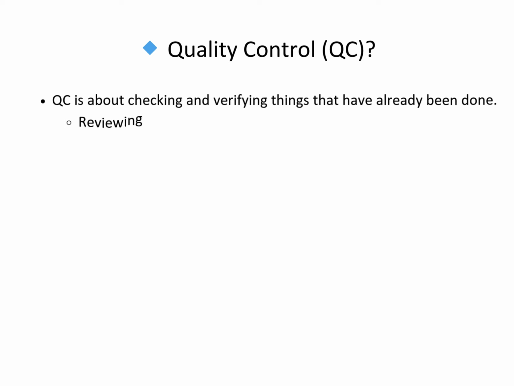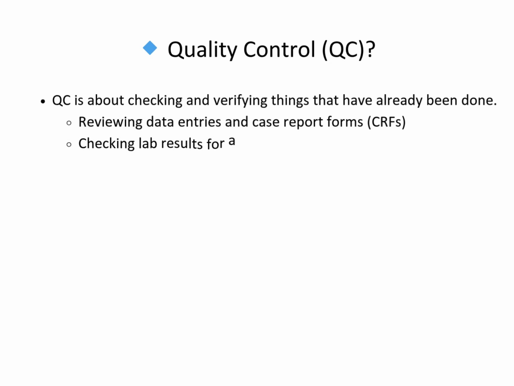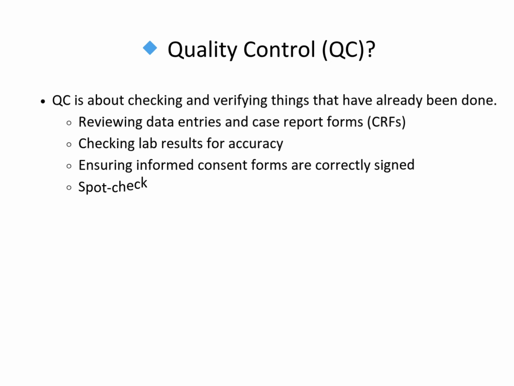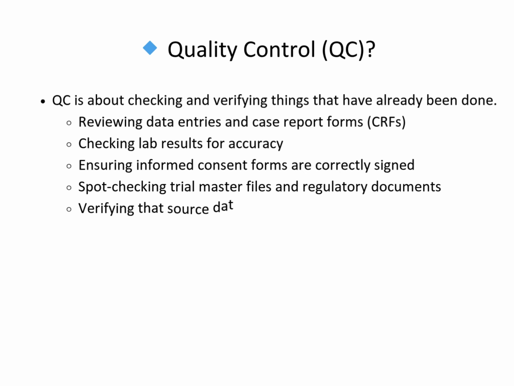And what about quality control? QC. Now think of quality control as the reactive hands-on piece. Quality control is about checking and verifying things that have already been done. It focuses on reviewing data entries and case report forms, CRFs, checking lab results for accuracy, ensuring informed consent forms are correctly signed, spot checking trial master files and regulatory documents, verifying that source data matches what's reported.